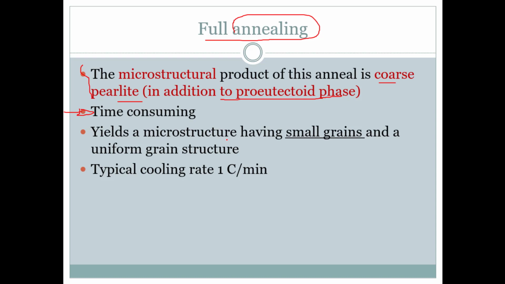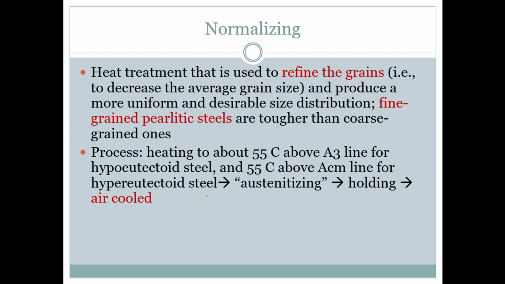The microstructure yields a very small grain and a uniform grain structure. Usually the cooling rate is 1 degree Celsius per minute, a very slow cool.